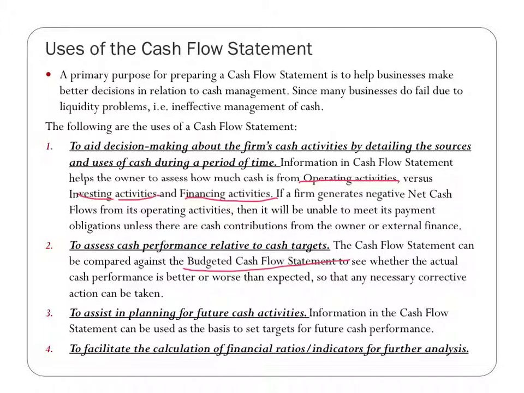The third purpose is to assist in planning for future cash activities. Information in the cash flow statement can be used as a benchmark, as the basis to set targets for future cash performance. And finally, to facilitate the calculation of financial ratios or indicators for further analysis. We'll talk about ratios later on in chapters 18 and 19.